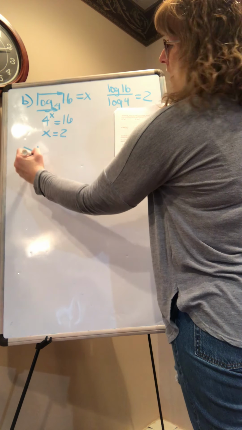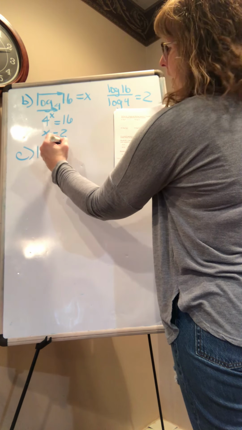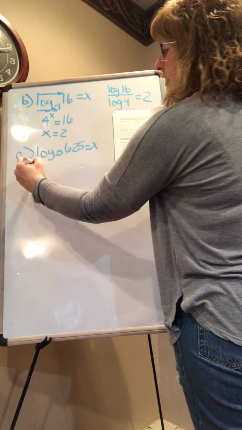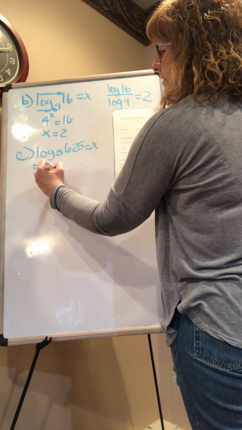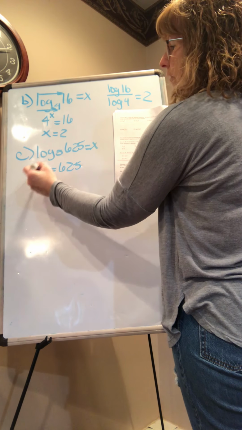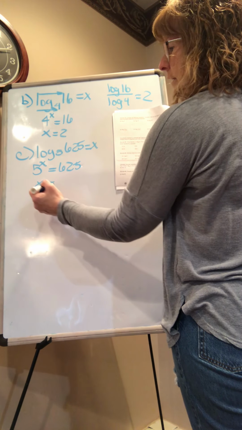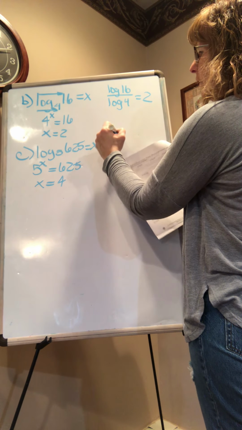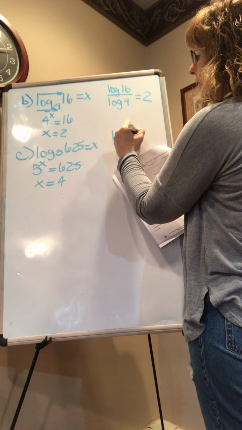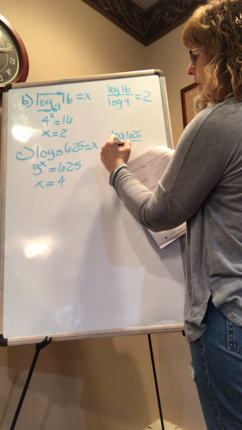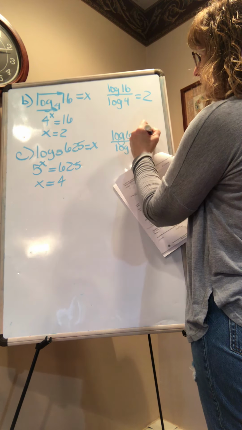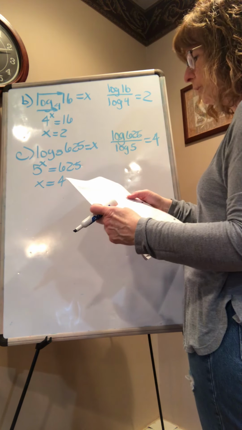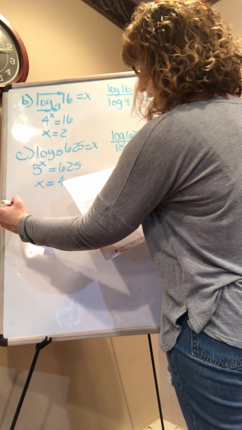Part C, log base 5 of 625, again, equals x. 5 to the x is 625. 5 to the 4th power is 625, so x is 4. Or the log of 625 divided by the log of 5 is still going to give you 4. So you should be able to do it both ways. So I'm going to do them both ways just so you can practice.